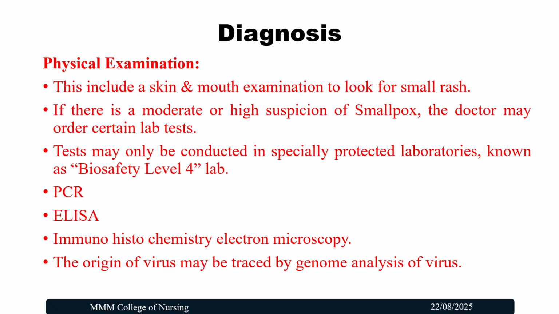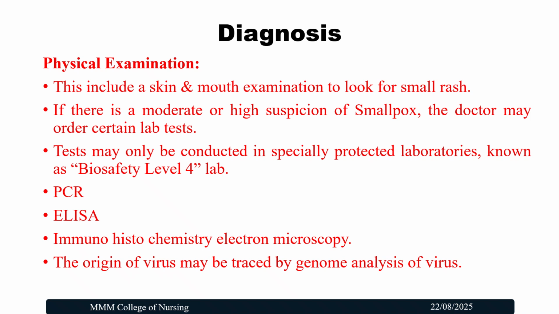What diagnostic evaluations are done if you get smallpox? The first thing is a physical examination. This includes a skin and mouth examination to look for the rashes, and if there is a moderate or high suspicion of smallpox, the doctor may order certain lab tests. The tests may only be conducted in specially protected laboratories known as biosafety level 4 labs.